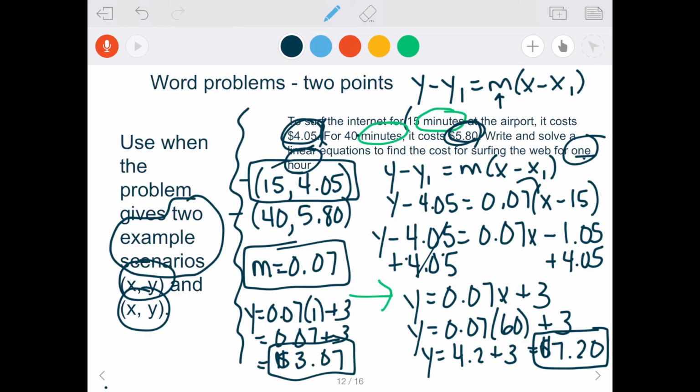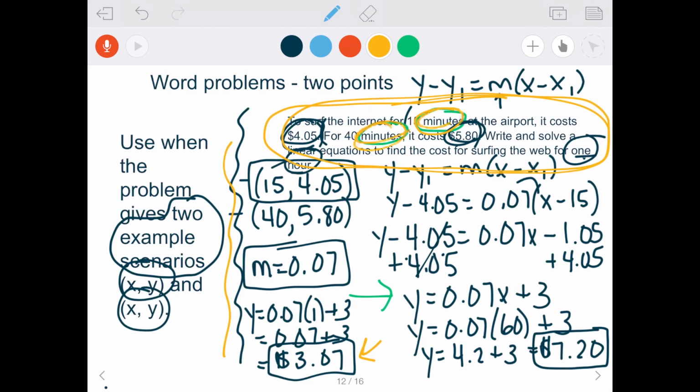This is why you got to be really careful not to get so caught up in the math that you forget what was actually happening. Always go back to the situation and ask yourself, does it make sense that my answer for an hour should be $3? When for 40 minutes it was $5. It should actually be more than that. Something happened. What did I not do right? Oh, I put an hour instead of 60 minutes. Always go back to the scenario and reread it to yourself.